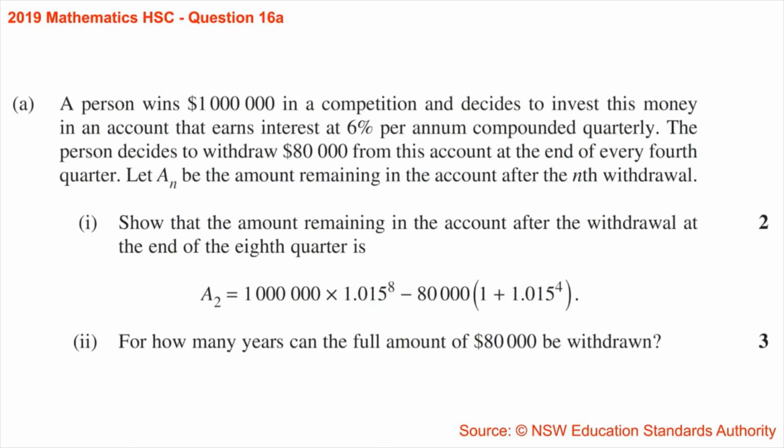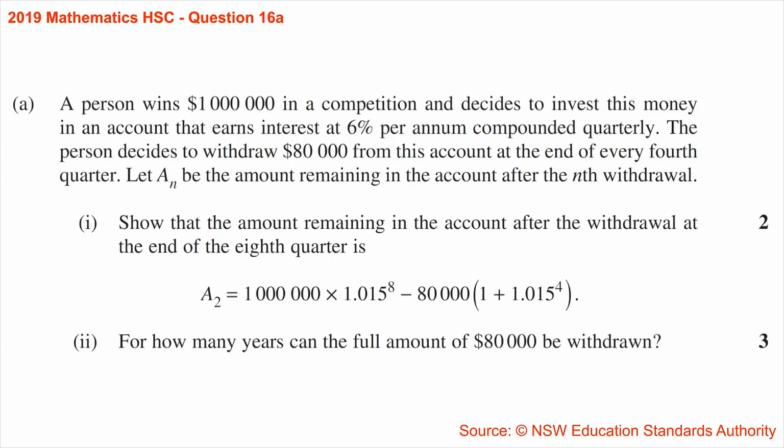Question 16a. A person wins $1 million in a competition and decides to invest this money in an account that earns interest at 6% per annum compounded quarterly. The person decides to withdraw $80,000 from this account at the end of every fourth quarter. Let A_n be the amount remaining in the account after the nth withdrawal.